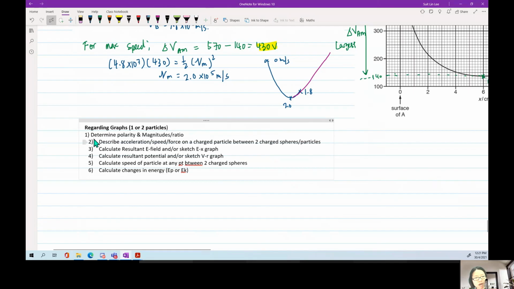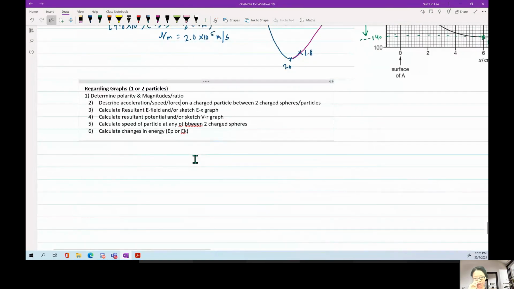I would say generally people don't do very well with number 2: acceleration, speed, forces, changes in these things as you travel away and towards in between 2-point charges. The calculation ones are still relatively okay. All right, so this is 1 or 2-point charges for chapter 17. Okay, so I have a department meeting, so I gotta go soon. So I'll stop the recording.